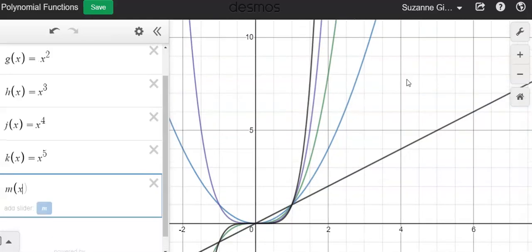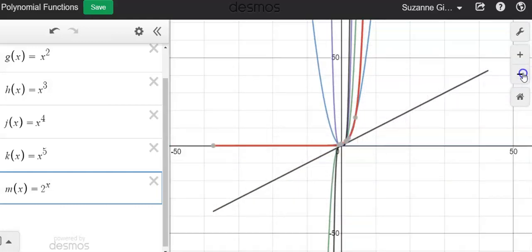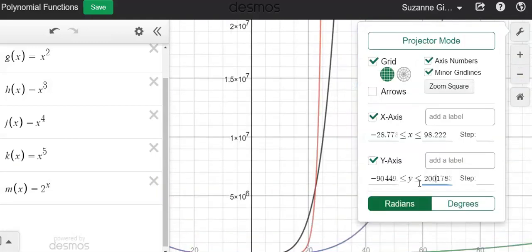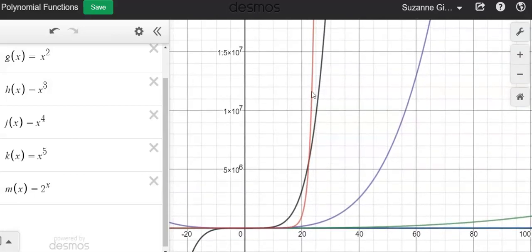Let's also compare this to an exponential function to compare the growth rate. Right here, it looks like the polynomials are growing faster than the exponential, but if I zoom out, eventually the exponential function will grow faster than the polynomial functions. So higher degree polynomials grow at faster rates.